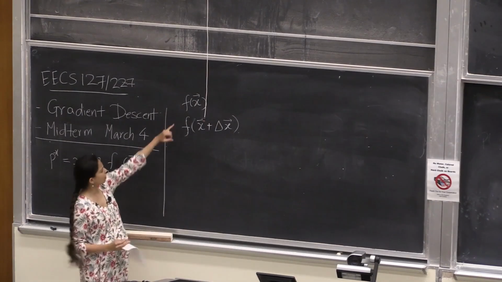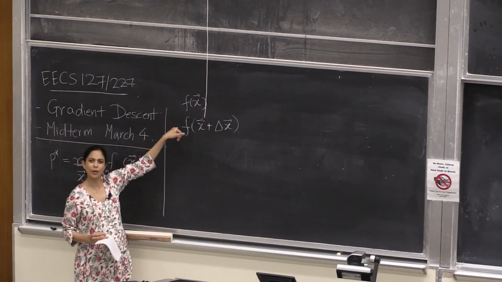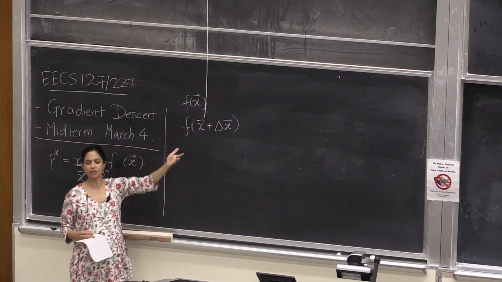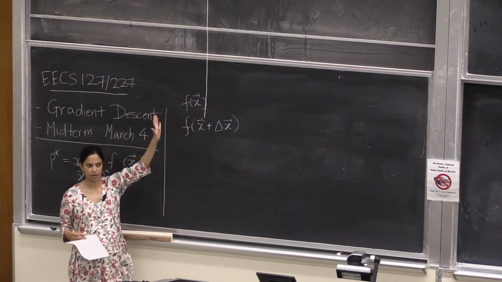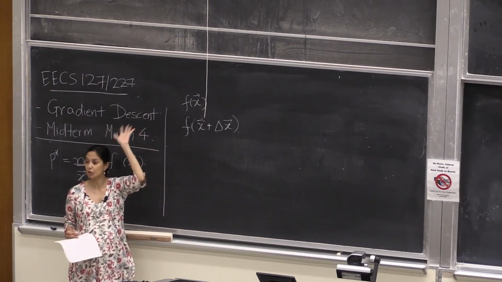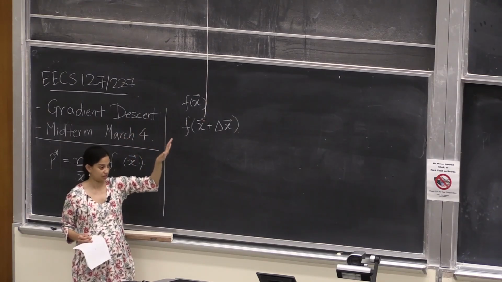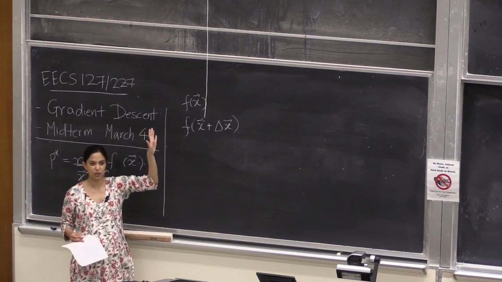So if you knew f of x, what might you want to choose as delta x to try as your next guess? If x is your current guess, f of x plus delta x is going to be your next guess. The question is, how do you figure out what delta x is? Does everyone understand the question?